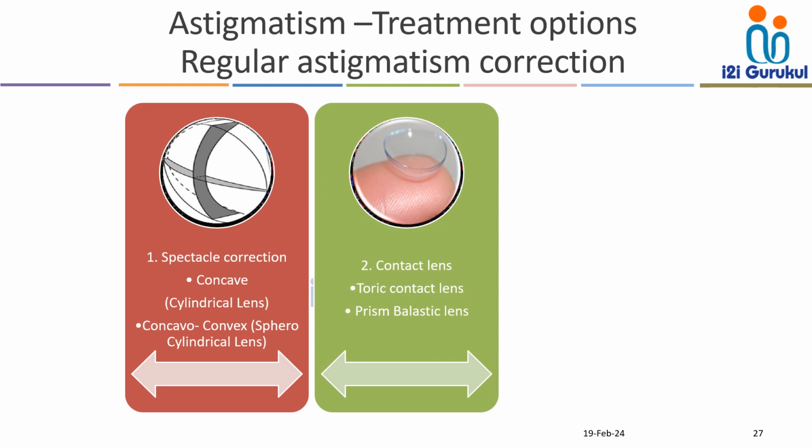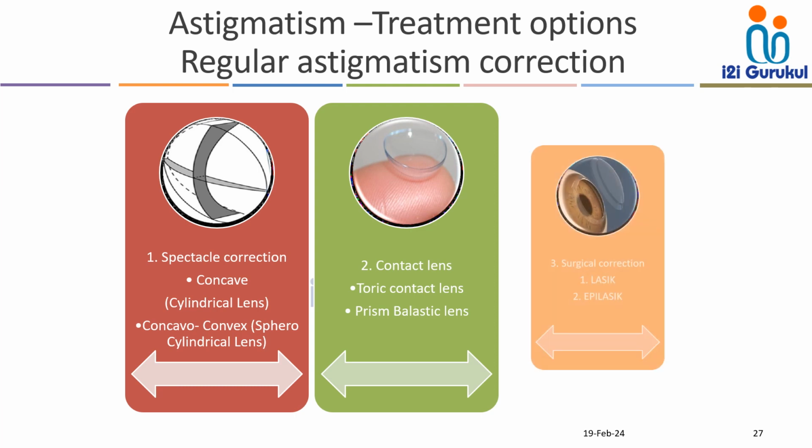We can use here the toric lens, which is specifically for the astigmatic condition, and in this lens we use prism ballast. That means it maintains the visual angle, so the lens rotation will not be there with each blink, and this maintains your axis, that will give you comfort and clear vision throughout the day.